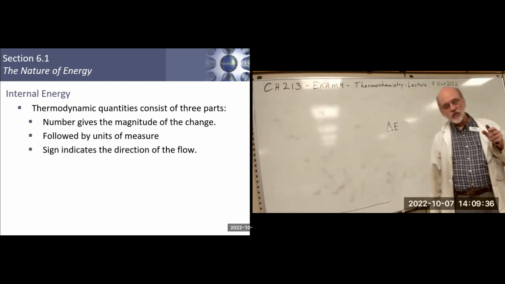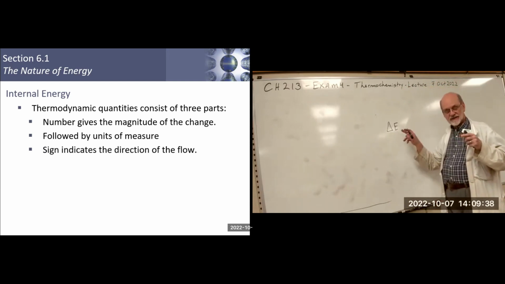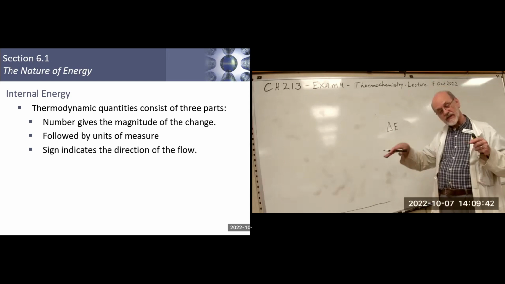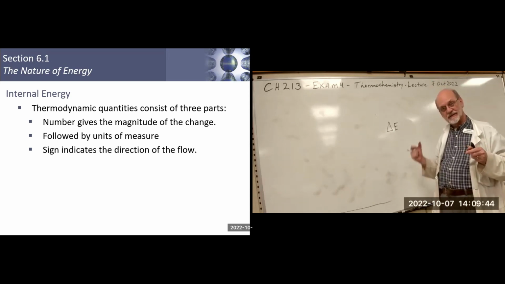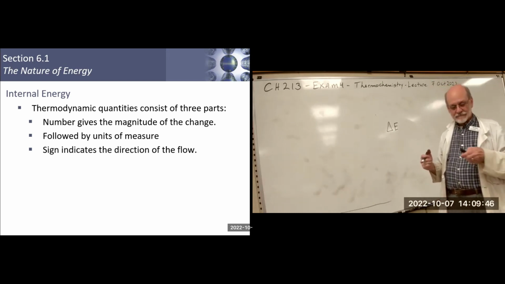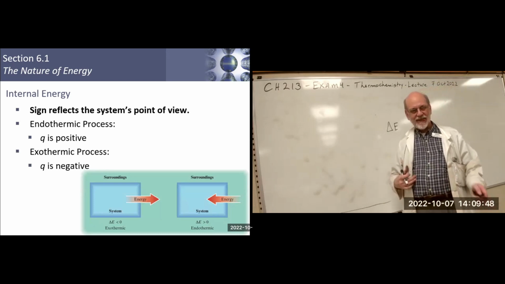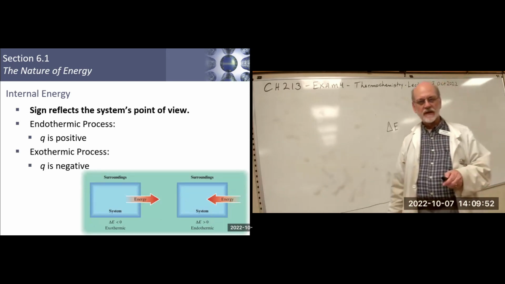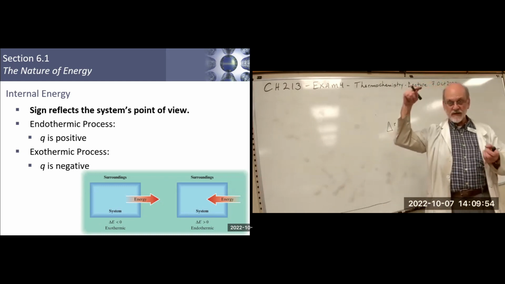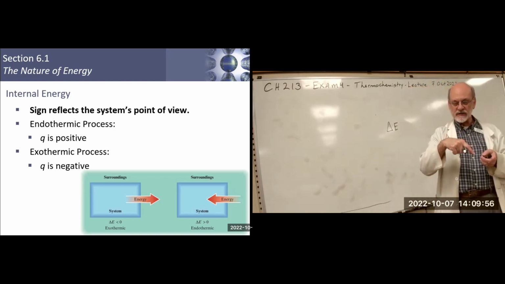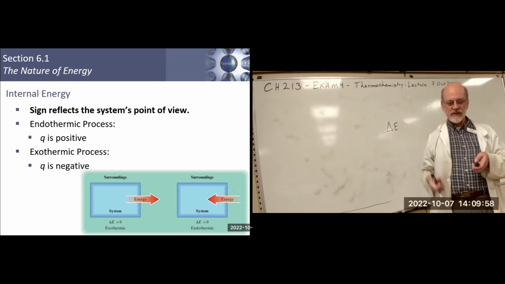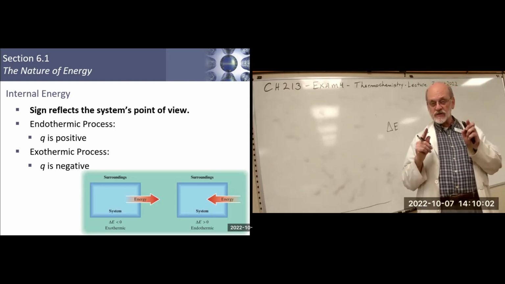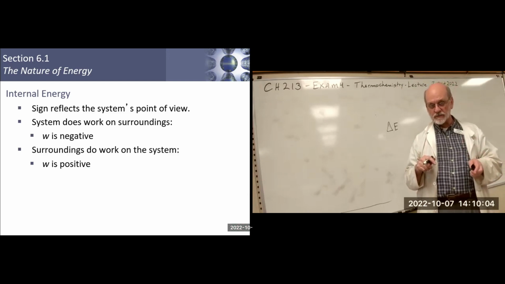The sign tells you which way the energy is moving. Is the change going into the system or out of the system? I mentioned this earlier, so I'm not going to stop here for very long. For endothermic processes, into the system, Q is positive. Out of the system, Q is negative. But the same concept is useful for work also.